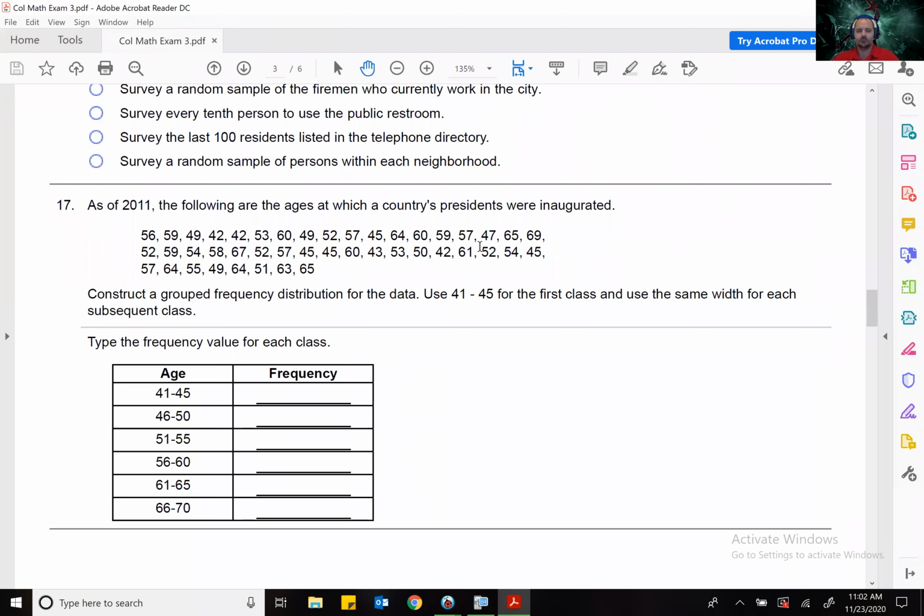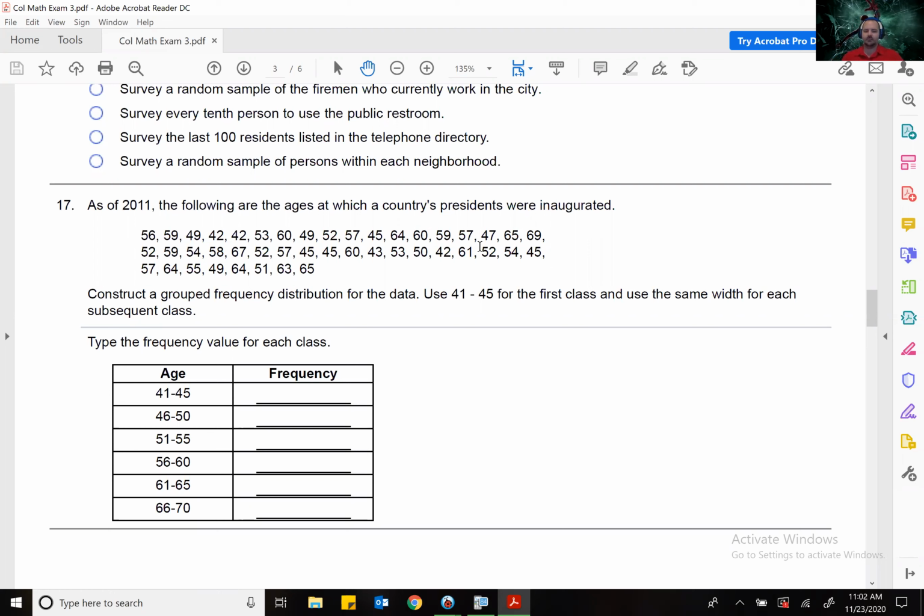49. Okay, 49 is in the 50. 64 down in the 61. 51 is in the 51. 63 is in the 61. And 65 is in the 61.